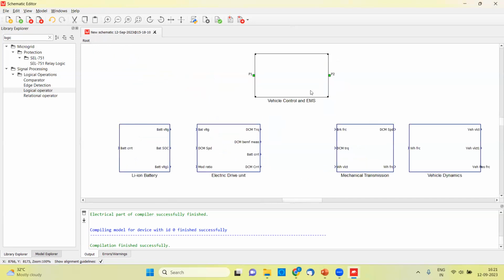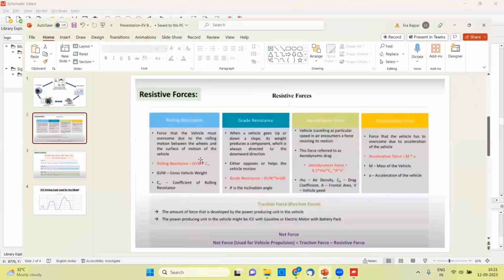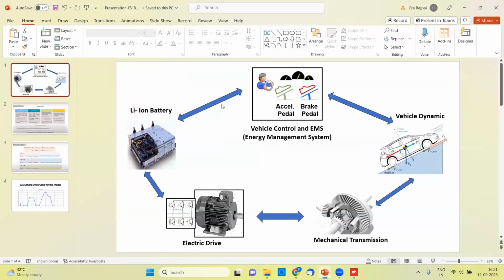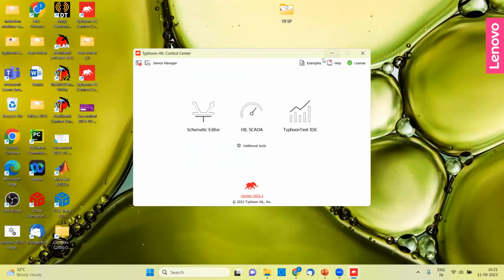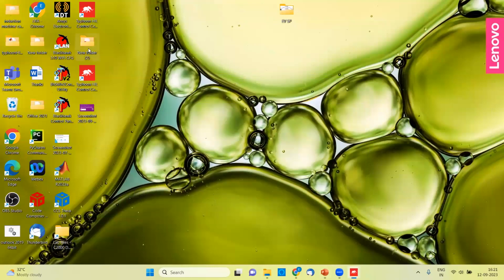Now we are only left with one last component, that is the vehicle control unit. Also, one thing more which we are going to do is we will be providing the image to each subcomponent. For example, I have used 5 images over here. Each and every image I have saved in my system. And let me show you, I have created one folder over here.